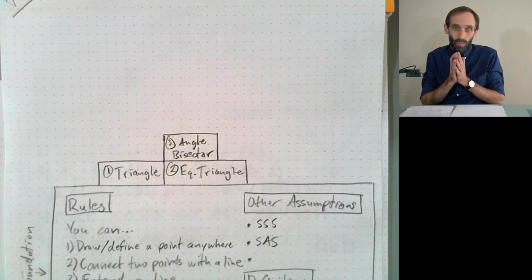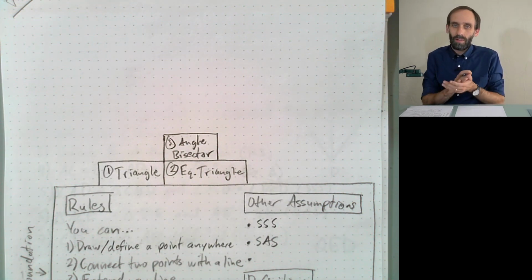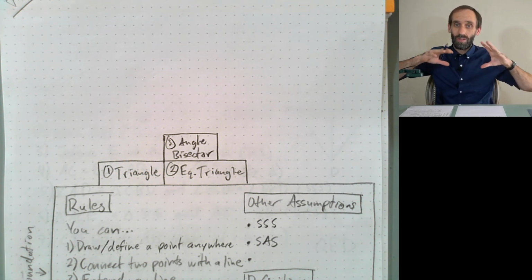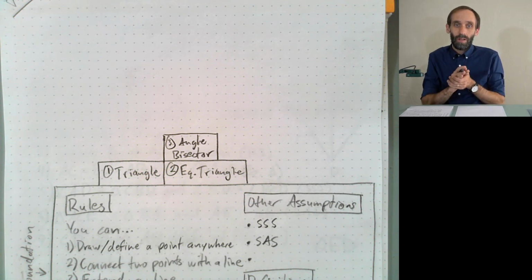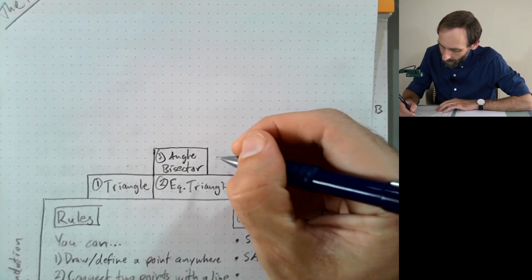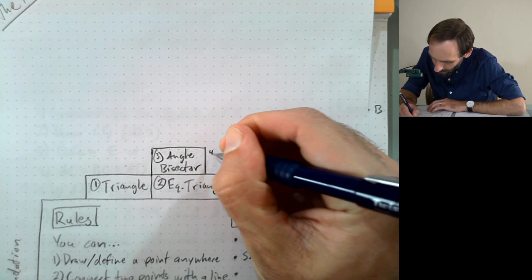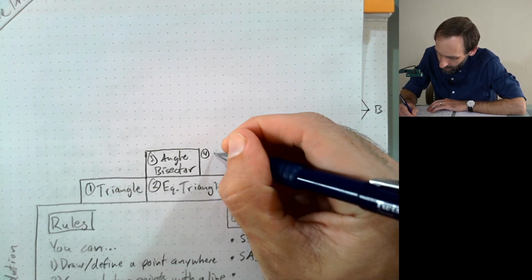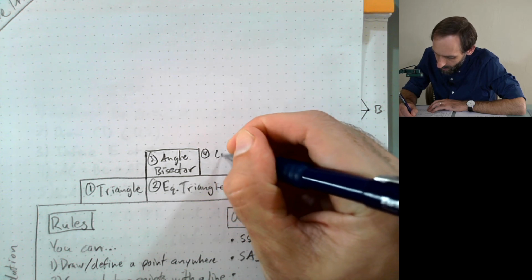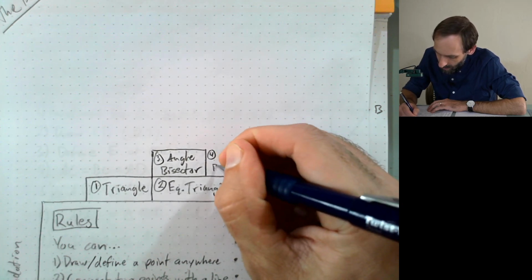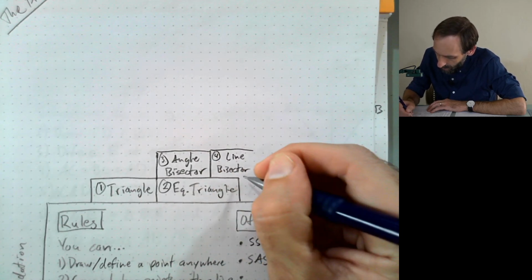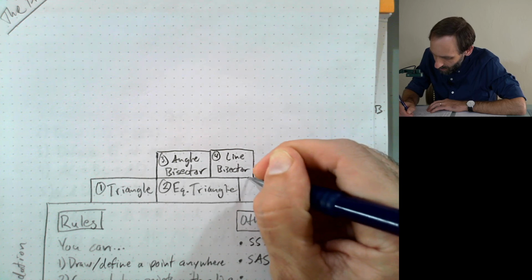Logically, you could do either one. But in general, I would say it's best form to place bricks as close to the foundation as possible, as low as possible. Okay, so we are going to put it next to the angle bisector brick. So this will be brick number 4, and this will be the line bisector. Okay.